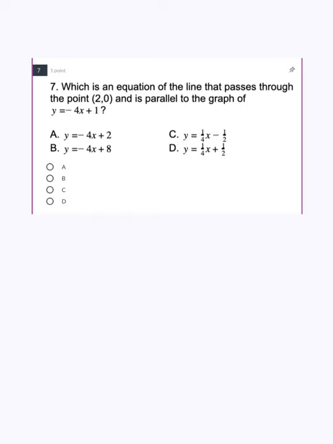All right, so for this problem, we're trying to find the equation of a line that passes through the point and is parallel to this equation. So again, we need to know the original. My original slope is -4. My parallel slope is going to be -4 as well because they're the same.